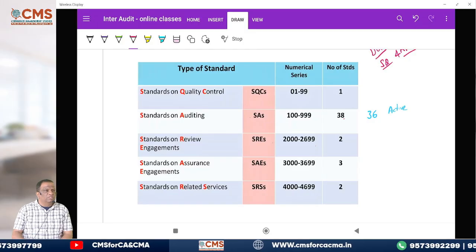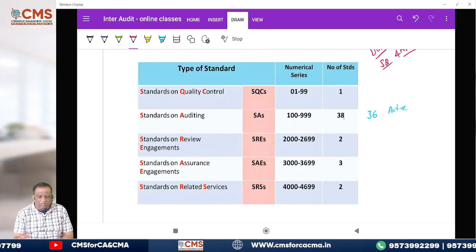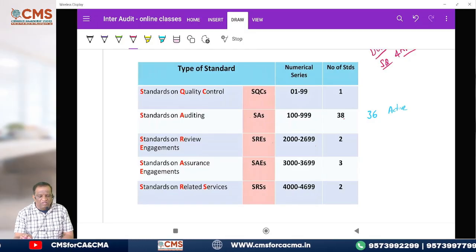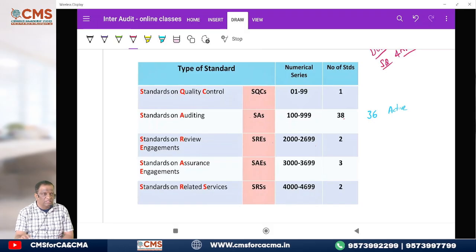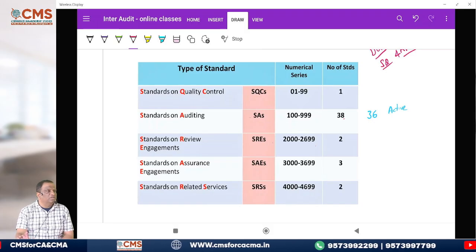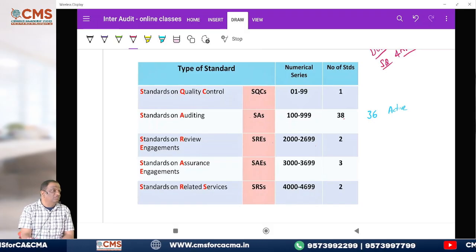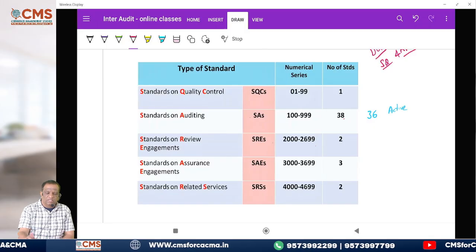So it's a simple question. Considering our time, I'm not able to get into the depth of assurance, review and related services. But what are the types of assurance engagement? You have to draw the table of it and give content to it.